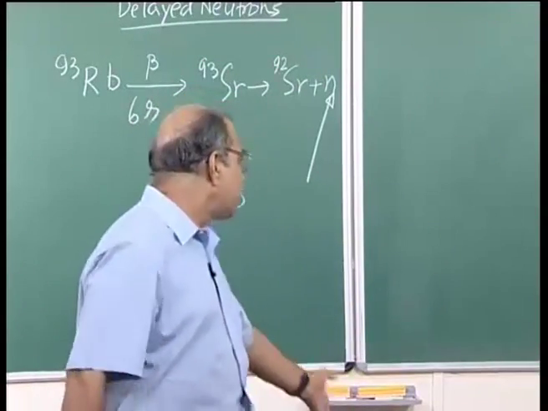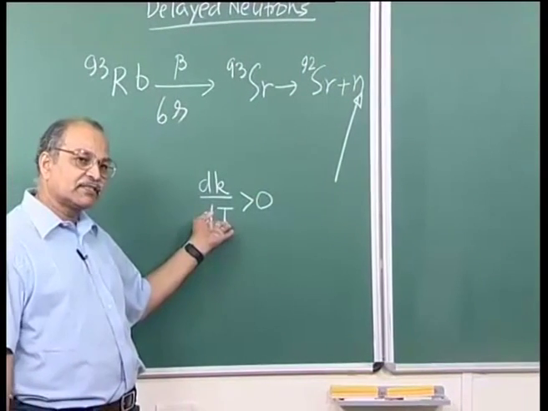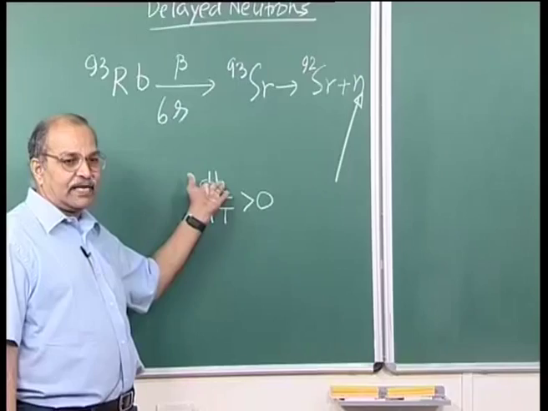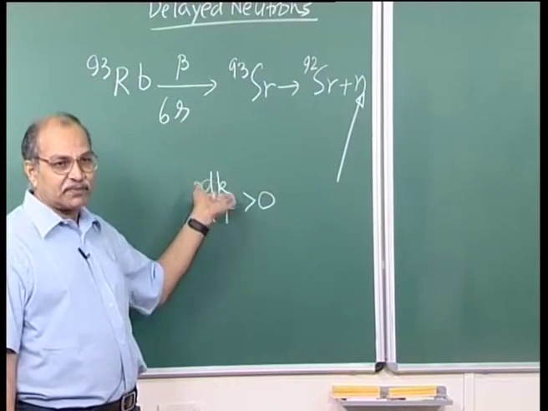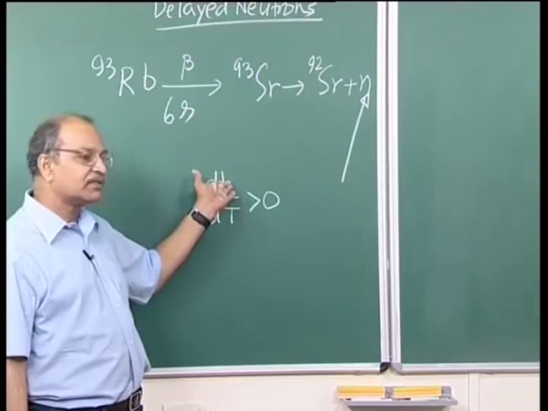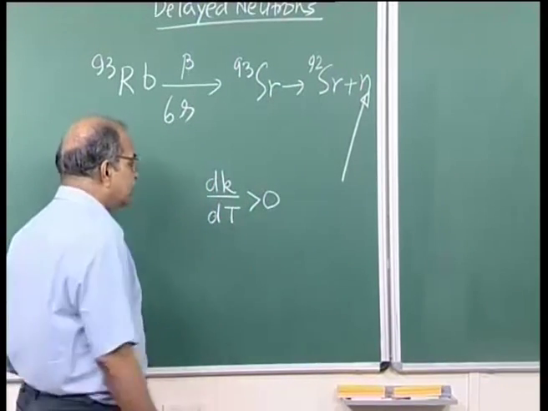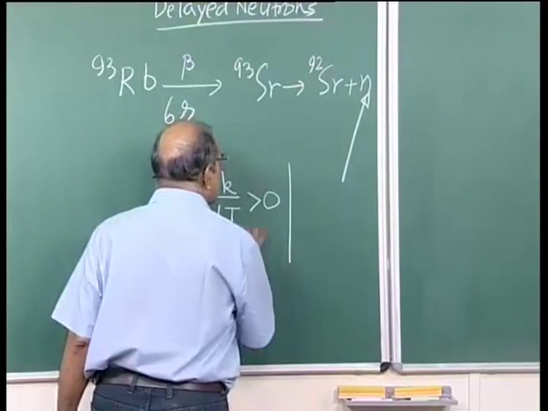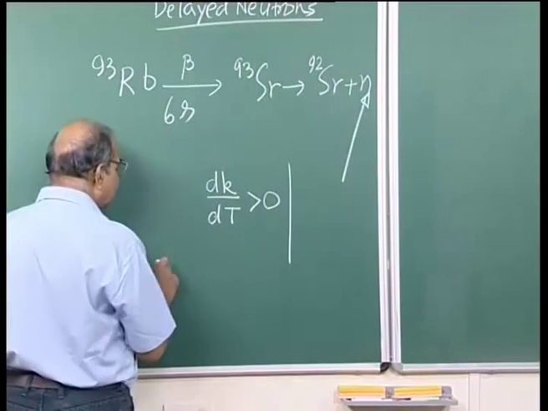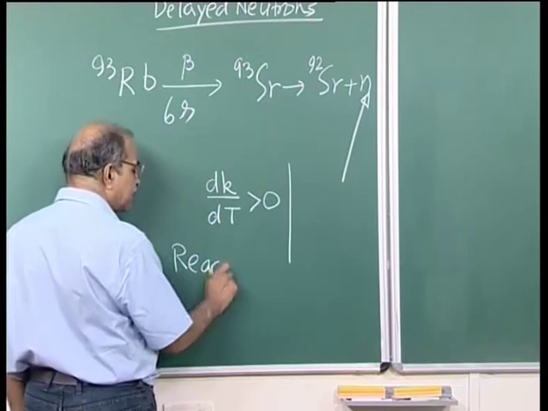Similarly, here, if by any chance temperature increases due to some factors, reaction rate increases, and as the reaction rate increases, temperature increases further. The temperature increases further, the reaction rate again goes up because of this positive factor. So, this is a dangerous type of situation. So, for reactor stability, what do we say? Reactor stability.